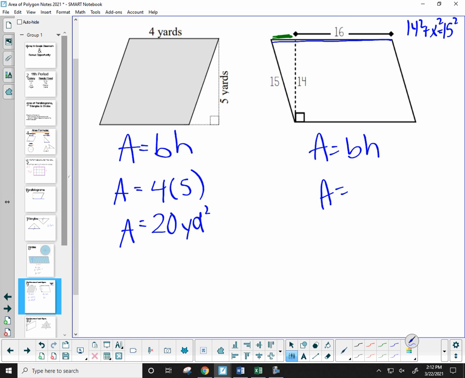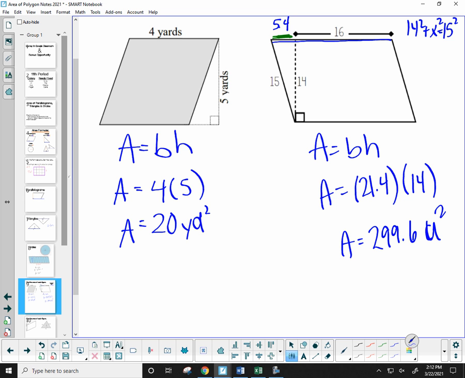What do we get? 5.4. Is that okay? All right, so now my base is that entire piece, so it's going to be 21.4. My height then is what? 14. So I can multiply it together. I get 299.6, I believe, square units. Good.